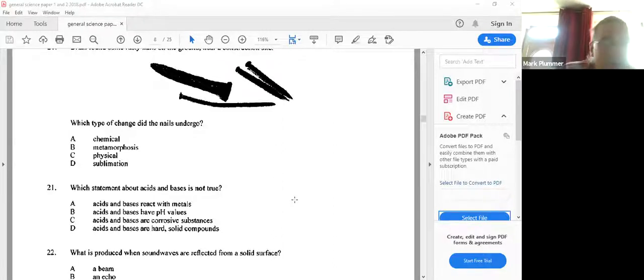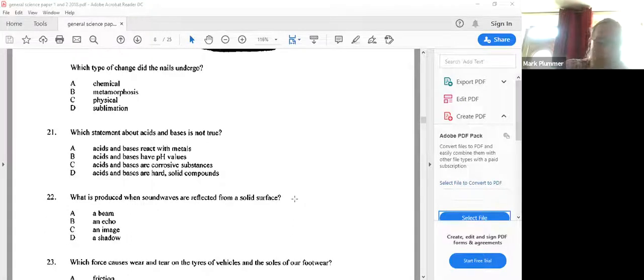Okay, number 22. What is produced when sound waves are reflected from a solid surface? And the answer to that one, of course, is an echo. Think about it. We've all seen that before. We haven't seen them at all. We've heard them before. They are an echo.